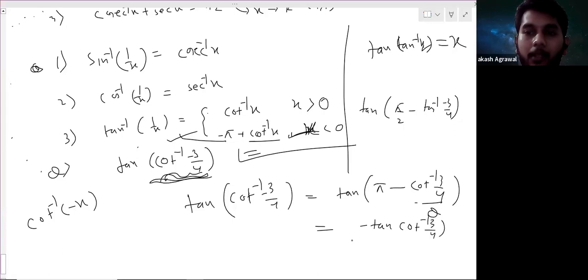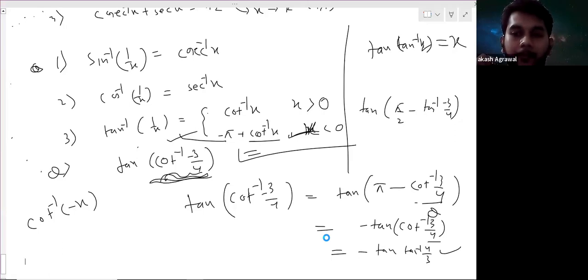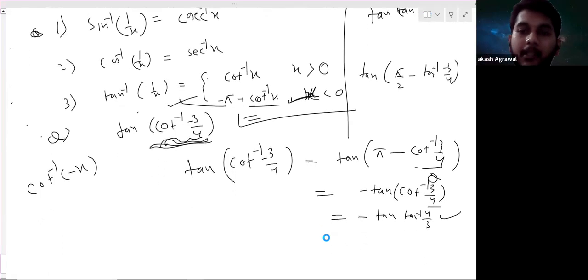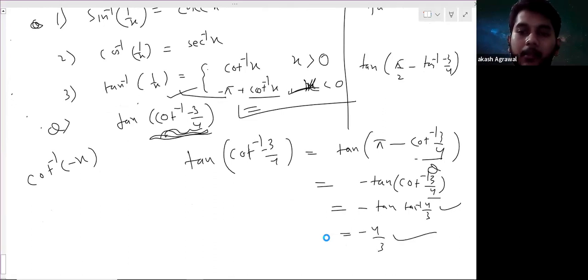Now you can do what you wanted, right? Positive आ गया अंदर, तो उल्टा करके लिख सकते हैं, right? The property you are mentioning. इसका आंसर सीधा कितना आ जाएगा? -4/3. ऑल राइट.